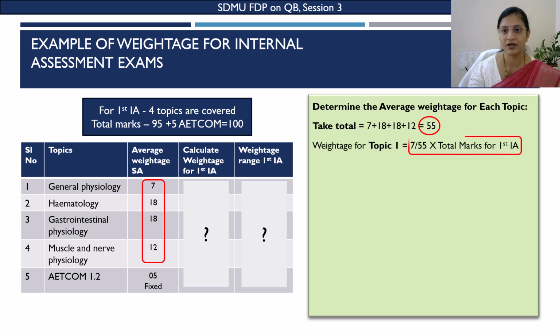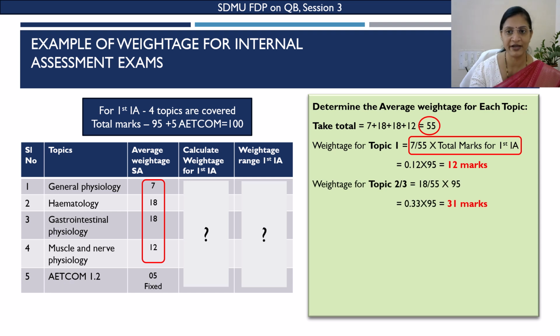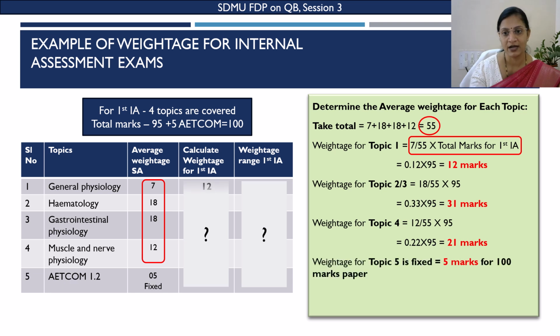Then weightage for topic 1 will be, out of 55, general physiology is 7, into total marks allocated for first IA, we will consider it as 95, leaving out that 5 marks for ATCOM. So if you consider it for 95, it will become 12 marks. So like that for topic 2 and 3, which have 18 weightage, out of 55 it is 18, so out of 95 it is going to be 31. Topic 4, out of 55 it is 12, so out of 95 it will be 21. And finally topic 5 is fixed, which is 5 marks. So you will get the weightage like this for a 100 marks paper.